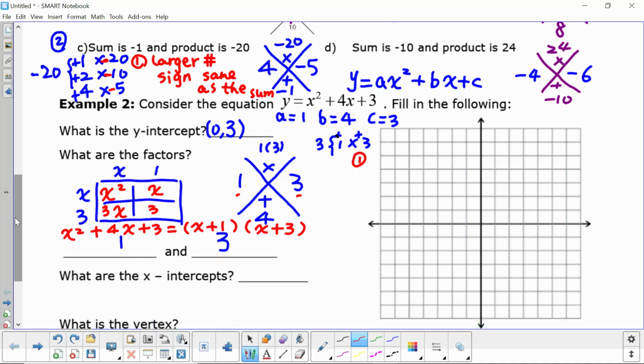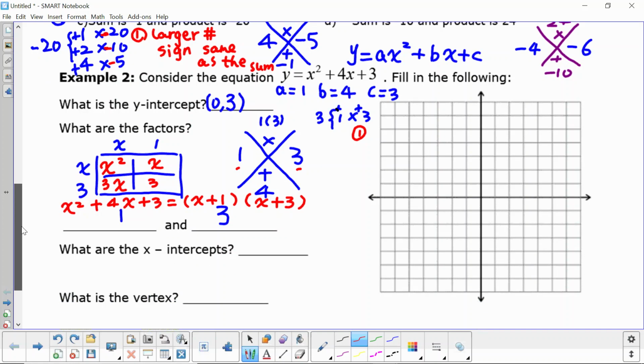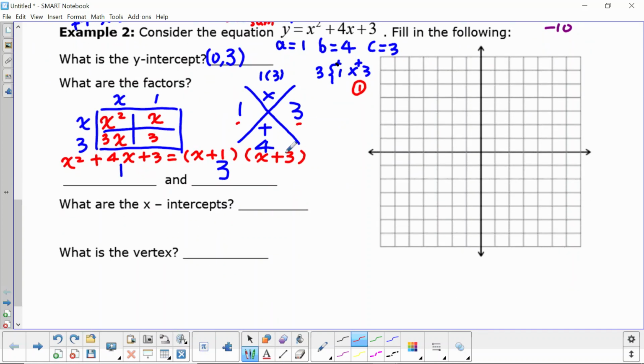And the next one, from this factor form, can you tell me the x-intercepts, the zeros? The zeros will be the opposite of the number in the bracket. So it will be -1, 0, -3, 0.